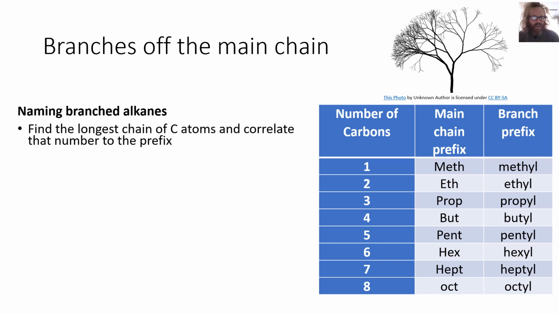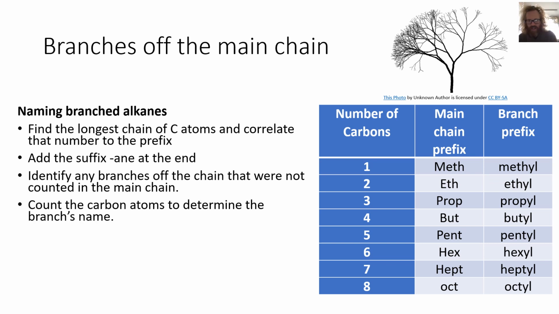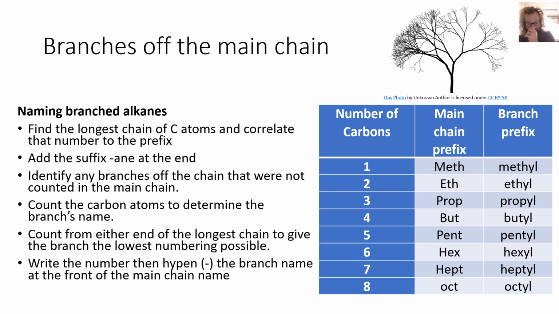So how do we do it? We've got to find the longest chain and correlate it to the prefix and add the suffix "-ane", and that's exactly what we did just before. Then we've got to identify any branches that were not counted. We count how many carbon atoms are in those branches to find out what they're called, and then we've got to figure out what carbon number they're on, and we want to give it the lowest numbering possible. And we can count from either end of the molecule, and then we write that number in front of that branch prefix in front of the main chain name.